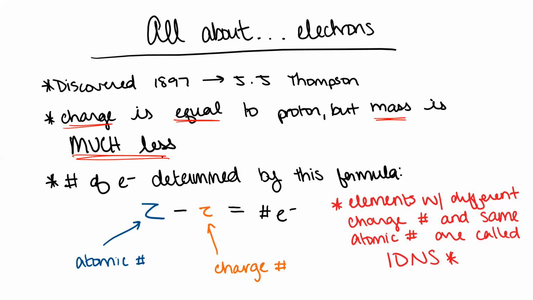So normally, we're going to be given a designation. We're going to be told that this atom is charged and that it has either lost or gained electrons. And so to figure out the number of electrons it has, we're going to take the atomic number and we're going to subtract the charge number. And this will make sense once I show you why this works. So we have a definition for these atoms that are charged, and they're called ions. They are elements with different charge numbers but the same atomic number, hence why they are part of the same element.